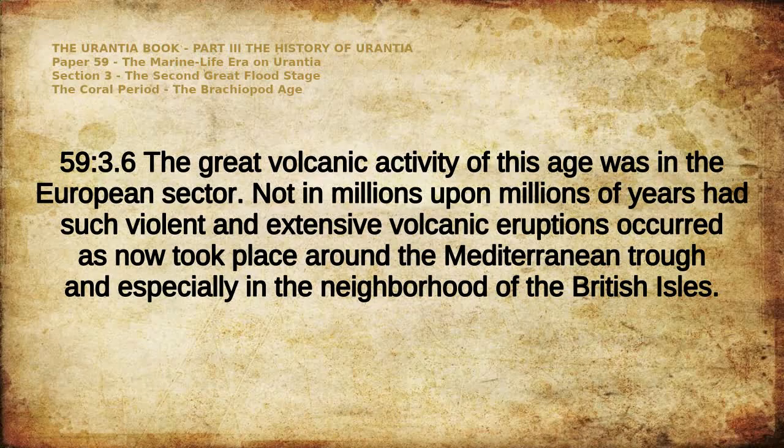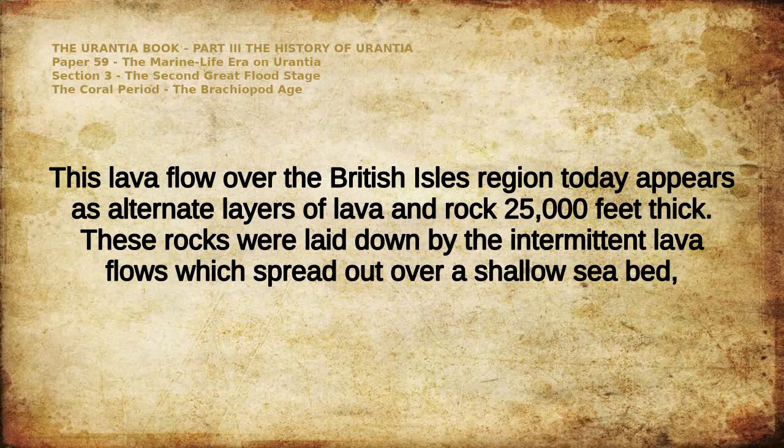The great volcanic activity of this age was in the European sector. Not in millions upon millions of years had such violent and extensive volcanic eruptions occurred as now took place around the Mediterranean trough and especially in the neighborhood of the British Isles. This lava flow over the British Isles region today appears as alternate layers of lava and rock 25,000 feet thick.